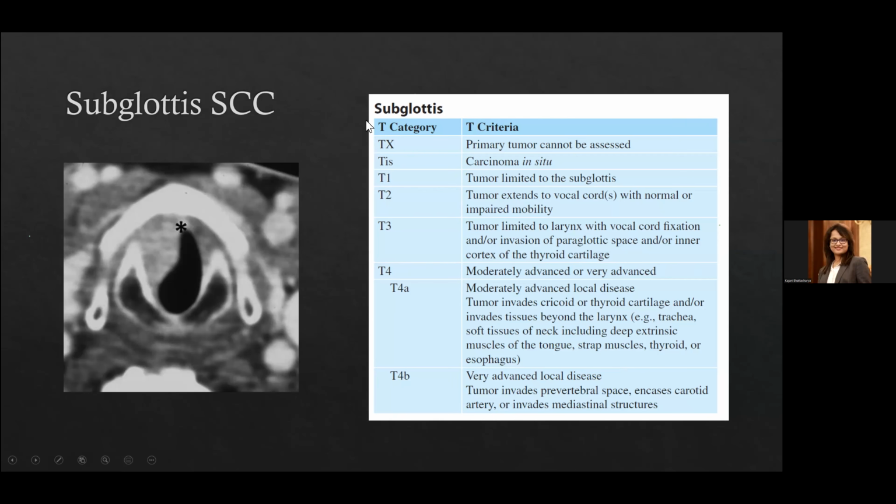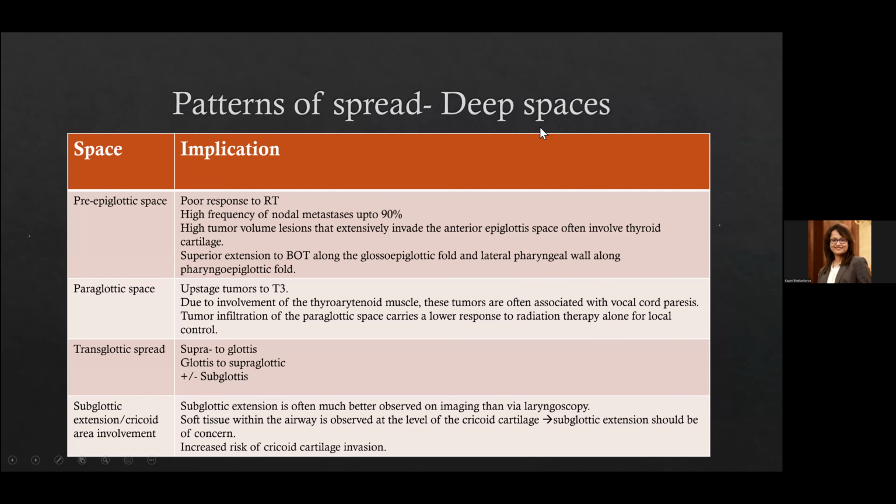So let's see the pattern of spread of laryngeal CA into the deep spaces. We'll be discussing the patterns of spread in the deep spaces and the patterns of exolaryngeal spread. If we look at the deep spaces, what is the implication if it goes to the preepiglottic space? It has a higher frequency of nodal metastasis. It has a poorer response to RT, and high tumor volume lesions that extensively involve the anterior epiglottic space often involve the thyroid cartilage also because of direct extension. Superior extension into the BOT also happens in these cases along the glossoepiglottic fold, and the lateral pharyngeal wall along the pharyngoepiglottic fold.